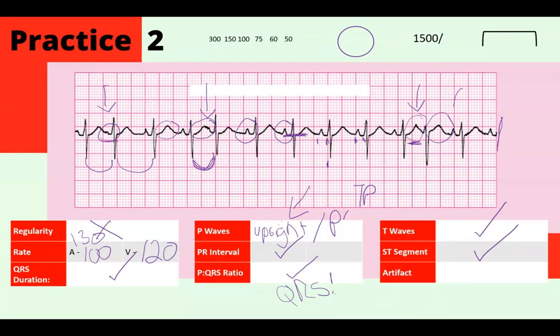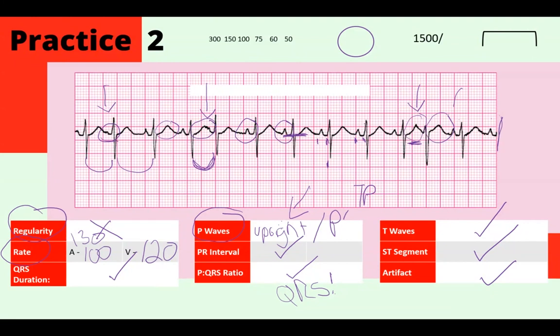Is there artifact? No, this is a nice clean EKG. This is definitely an EKG you could use for interpretation. So what have we identified as abnormal? Rate is fast. That means we're looking for an interpretation that has tachycardia in the answer. Regularity is irregular. And we have potentially 2 different kinds of P waves.